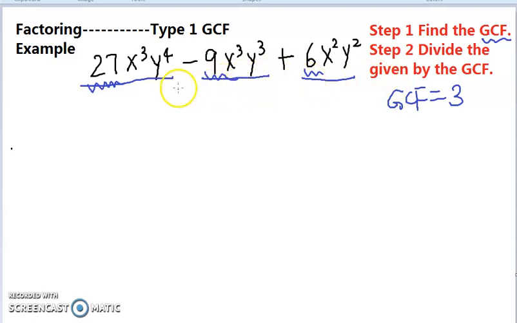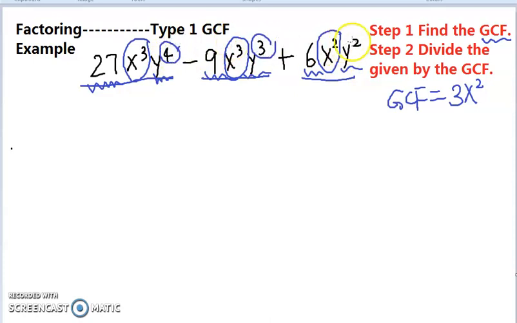And next we look at the variables, x cubed, x cubed, and x squared. And the tip is to find the lowest exponent. And 3, 3, 2, apparently 2 is the lowest, so we're going to take x squared. And next we look at the y fourth, y third, and y squared. So the exponents are 4, 3, 2. Apparently 2 is the lowest, so we're going to take y squared. And if you have trouble understanding this way, you can do the slow way.